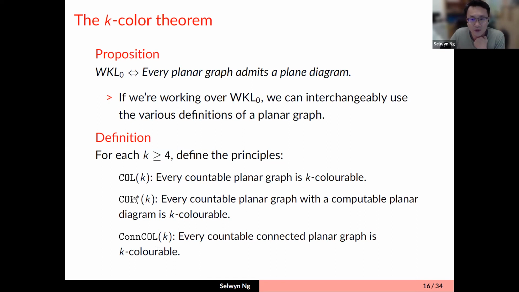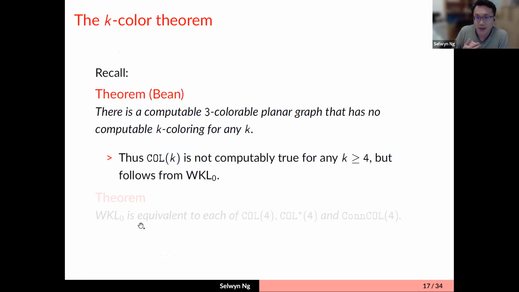So for most of the rest of the talk, I will just be referring to the K-color theorem, but the other two principles have also been studied. Okay, so recall this result by Bean. There is a computable planar graph that has no computable K-color, so that means that COLK is not computably true, but it actually does still follow from WKL.